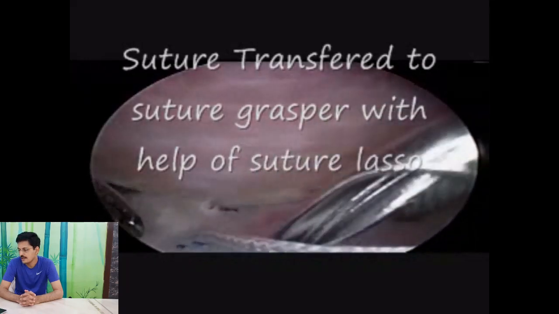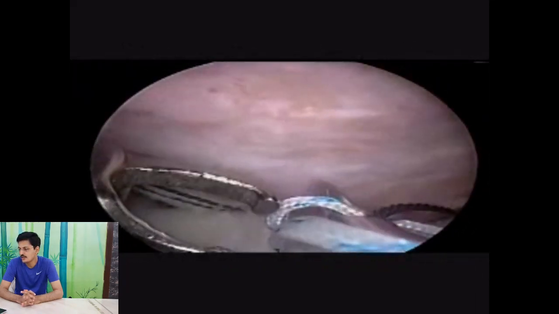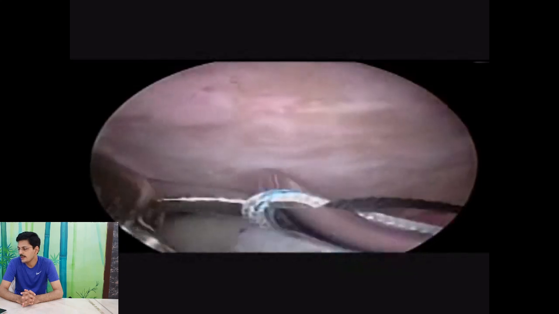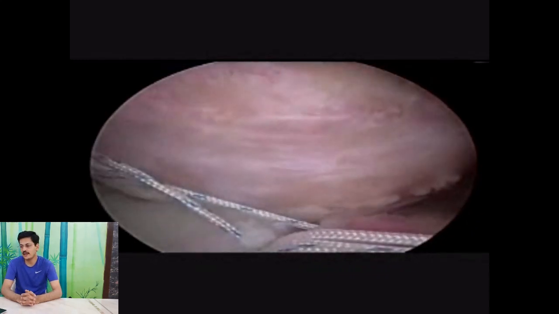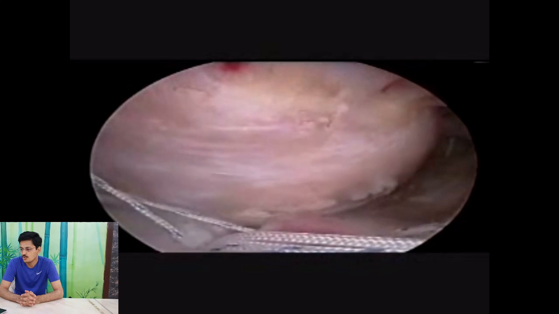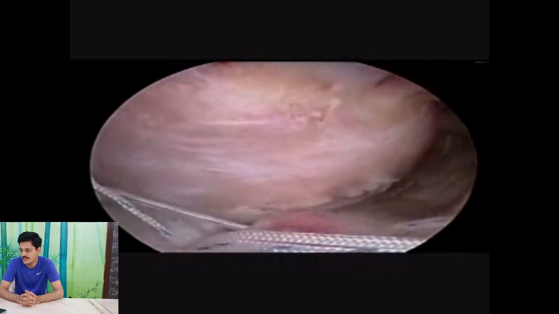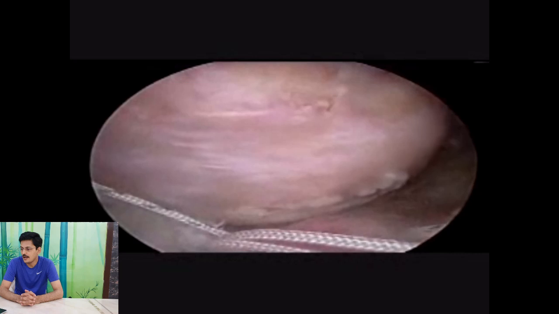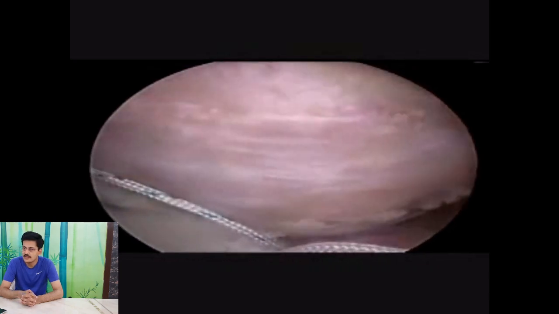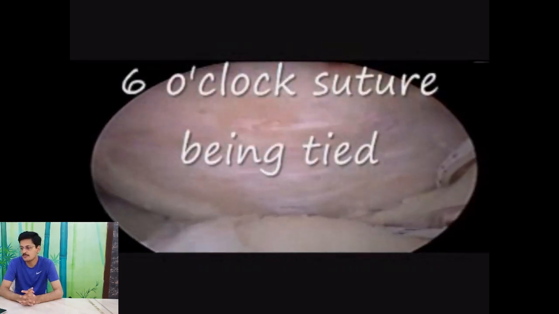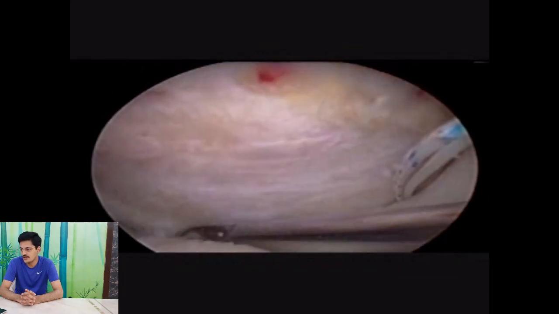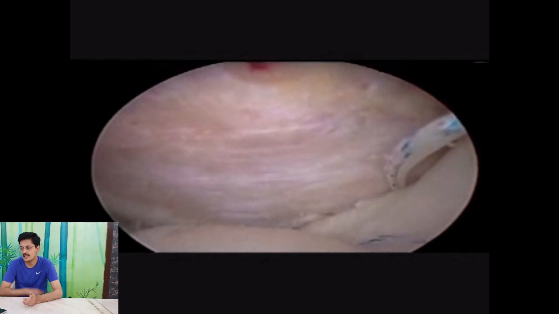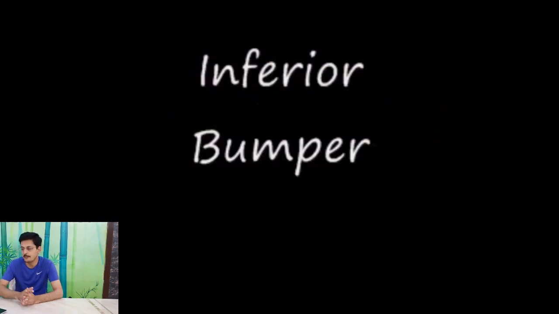The sutures from the anchors are loaded to the suture lasso. The suture lasso is nothing but a nitinol wire through which the sutures will be passed. Once the suture is passed, it will be kept out through the low posterolateral portal. The best part about this portal is that it can be used both for insertion and tying of the knots. Here we are tying the inferior knots, and this will lead to a very good inferior bumper.